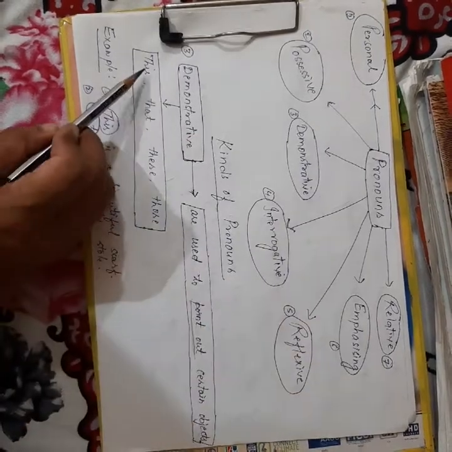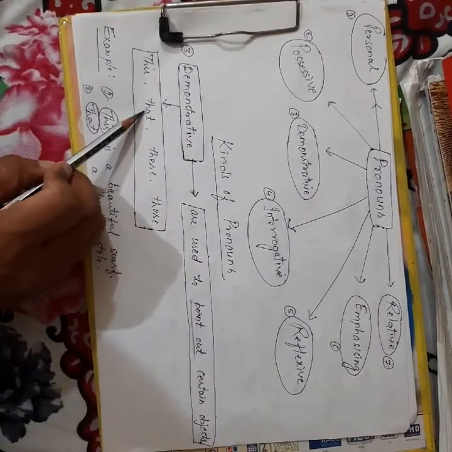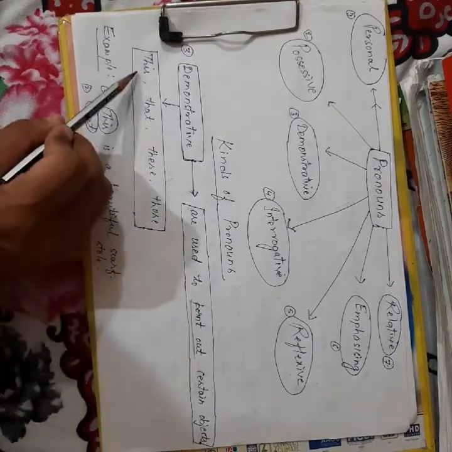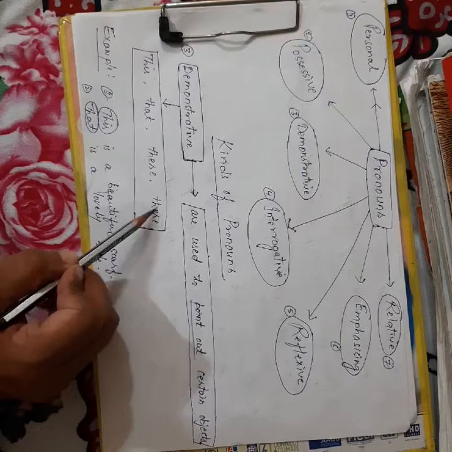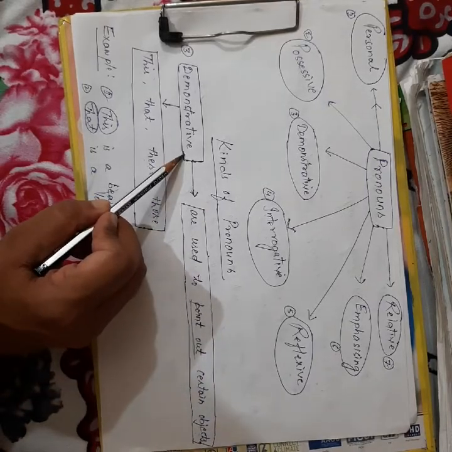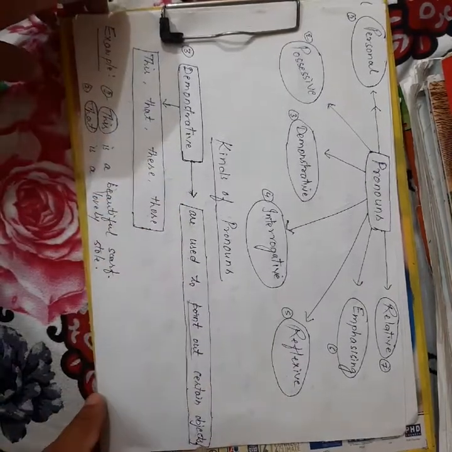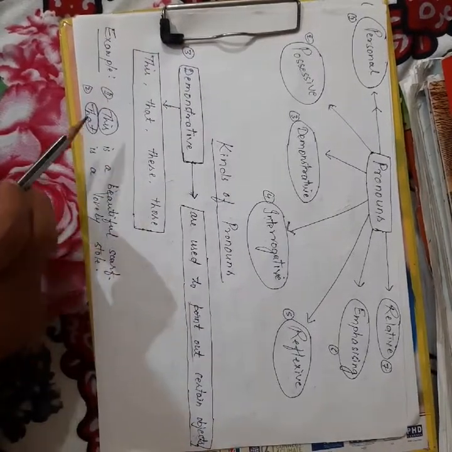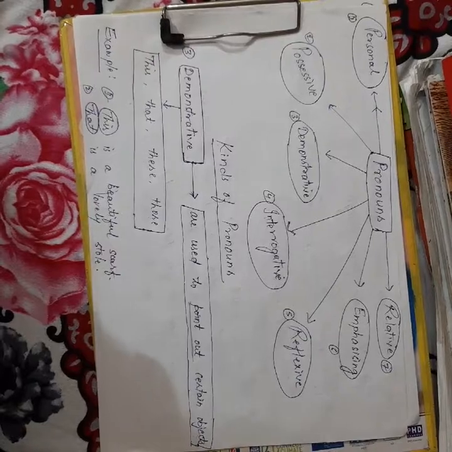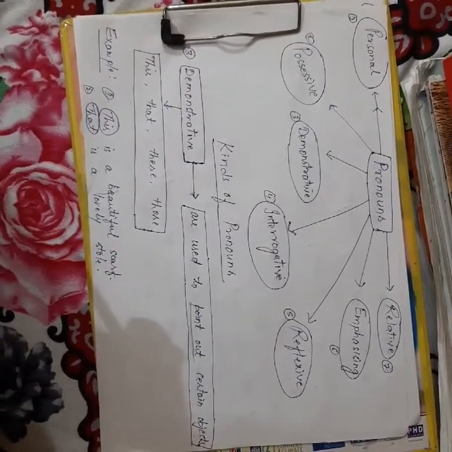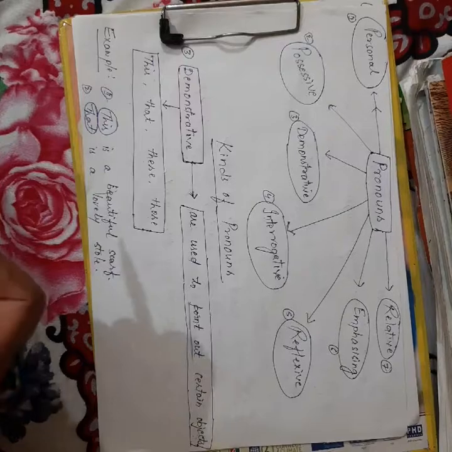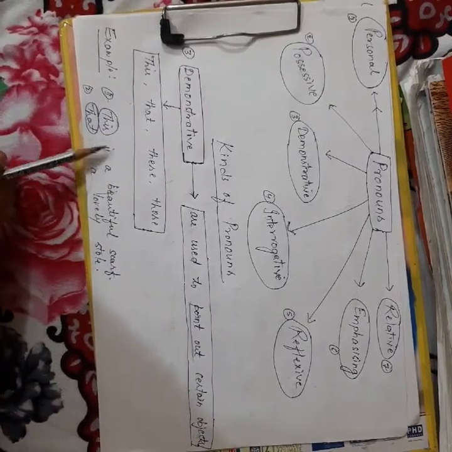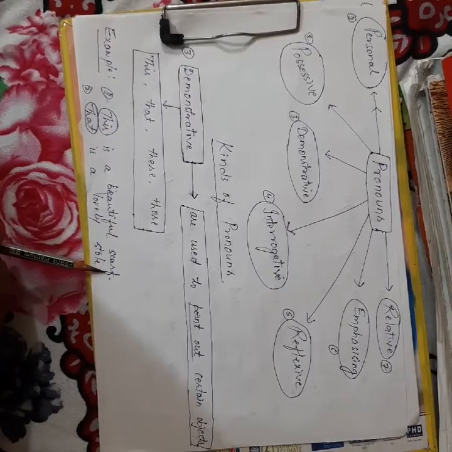Like this, that, these, those. So these 4 words are your demonstrative pronouns. Now see some examples. You will understand more by the examples. So the first example is, this is a beautiful scarf.